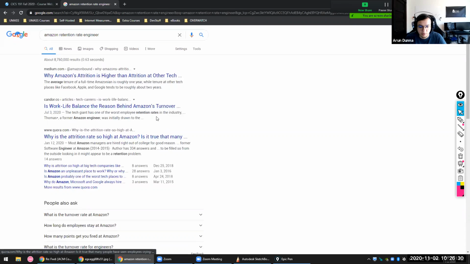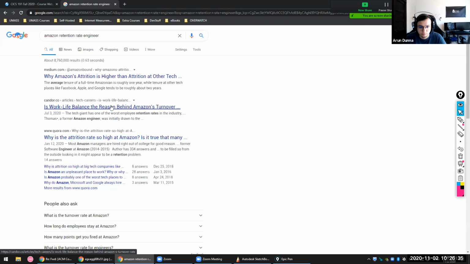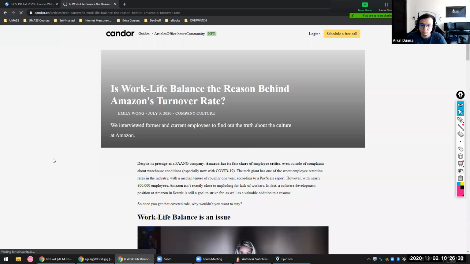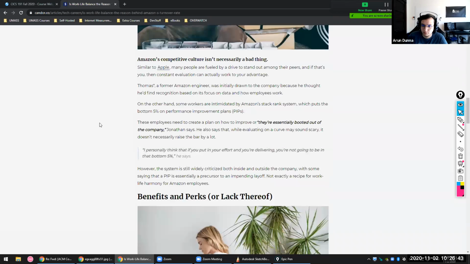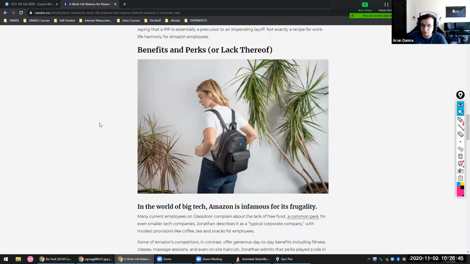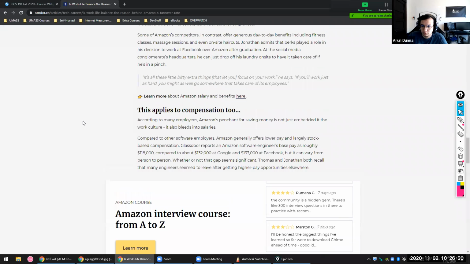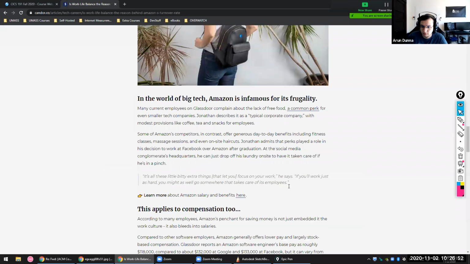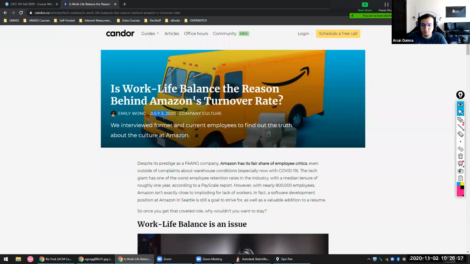So here's an example. Okay, median tenure of roughly 1 year, right, at Amazon. And this is July 3rd, right? So very recent. That's not great, right? Like, you want to have people wanting to stay for longer.